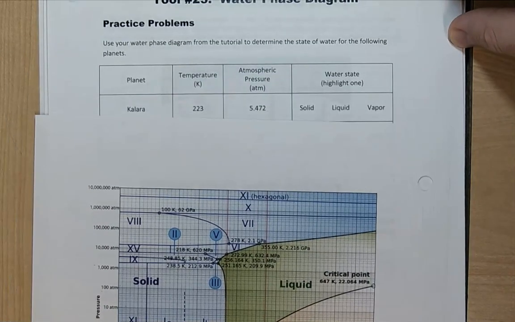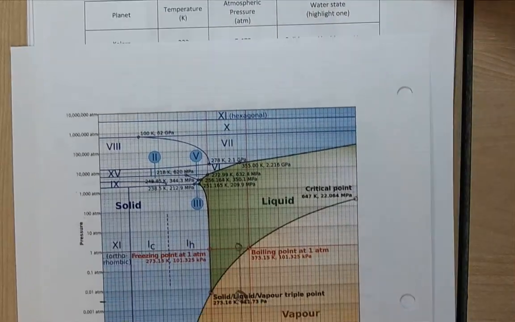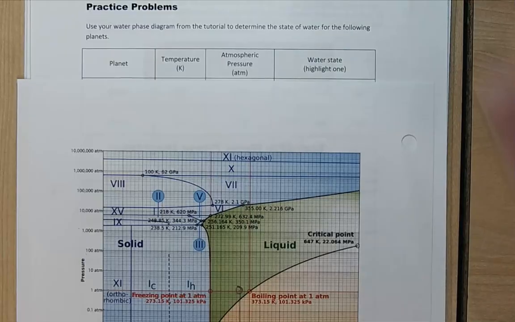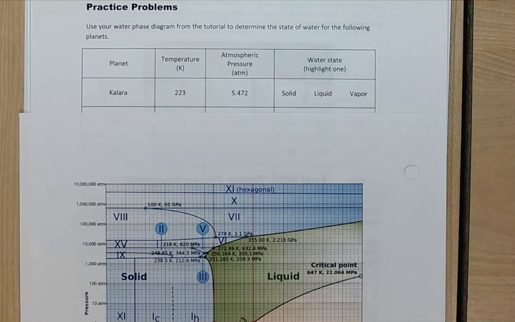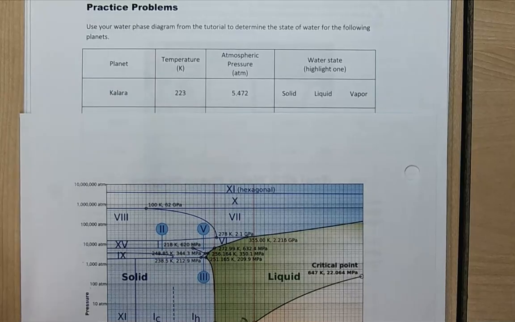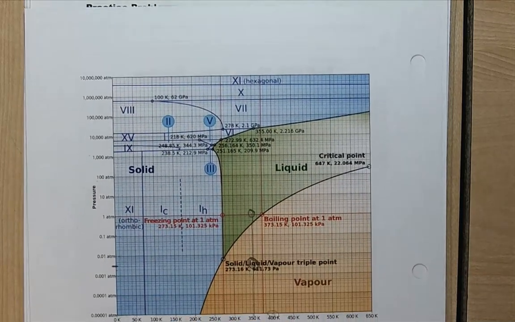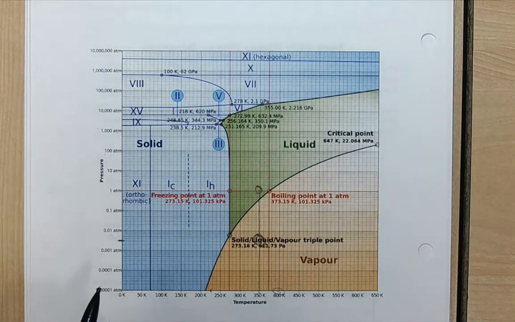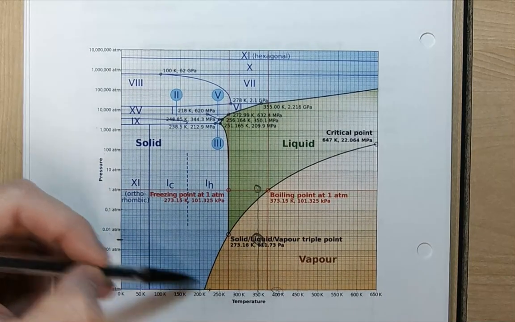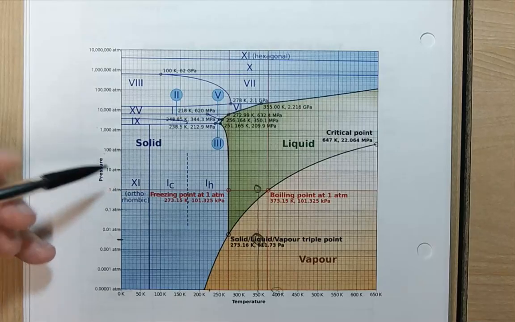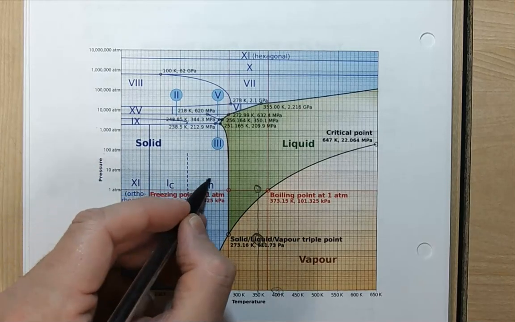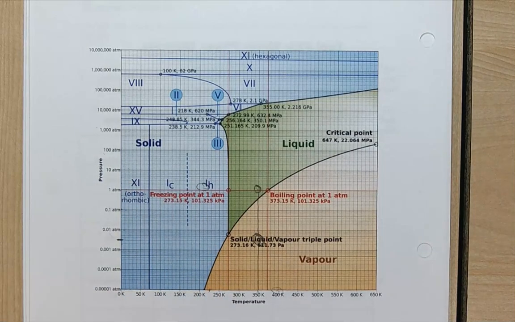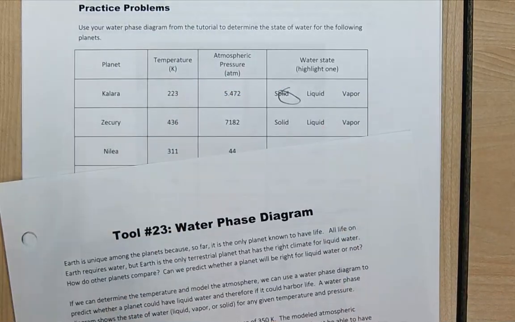What about these other planets I just made up? What would the water be like there? 223 Kelvin, 5 atmospheres. So 210, 220, 223, about there, and 5 atmospheres: 1, 2, 3, 4, 5. Okay, so that water is going to be right about there. That's solid. That's ice.